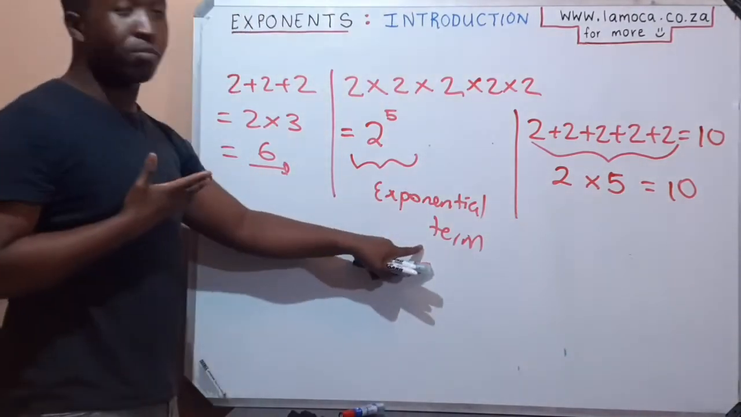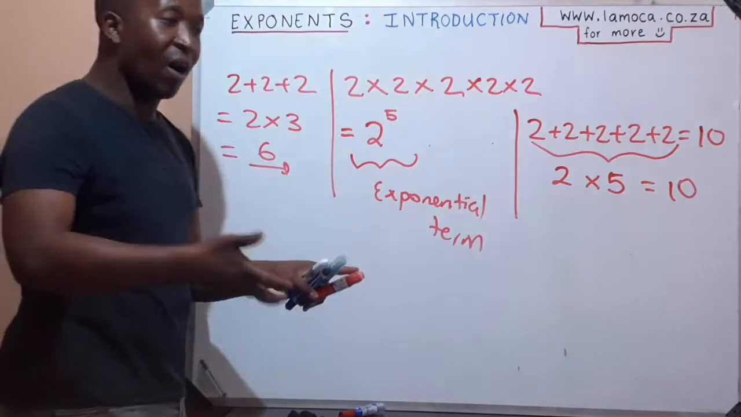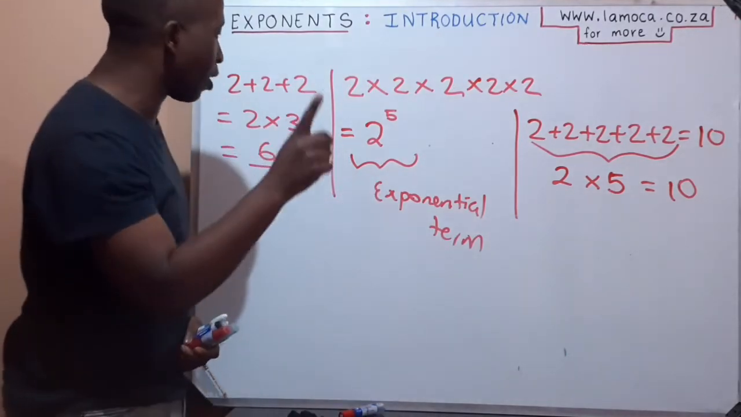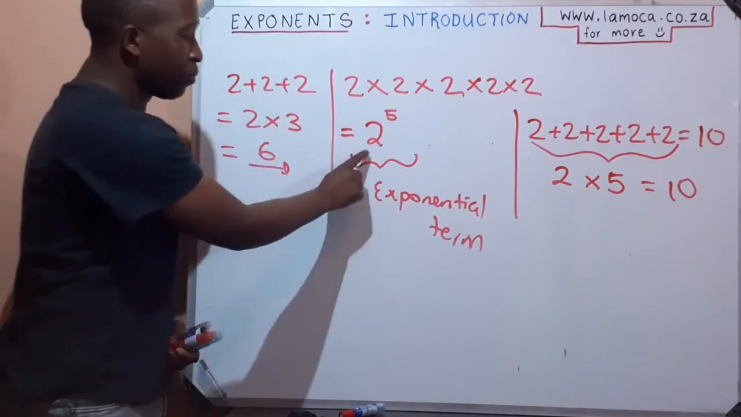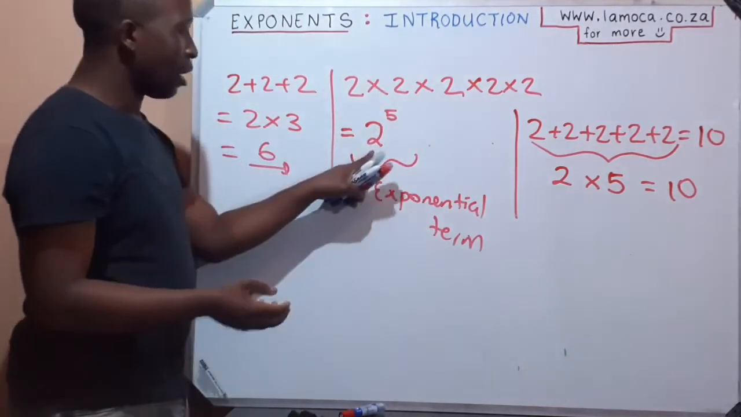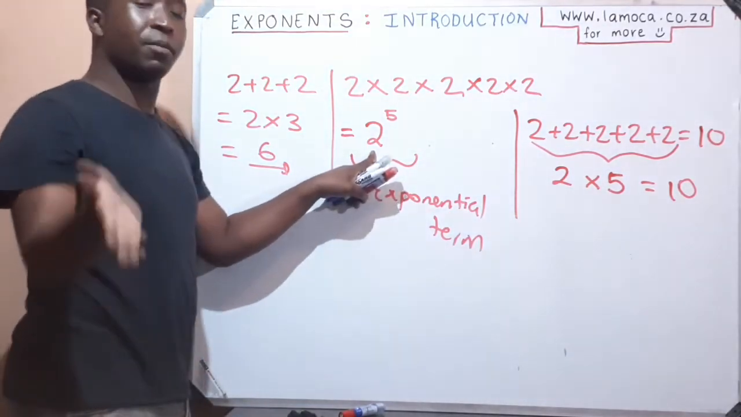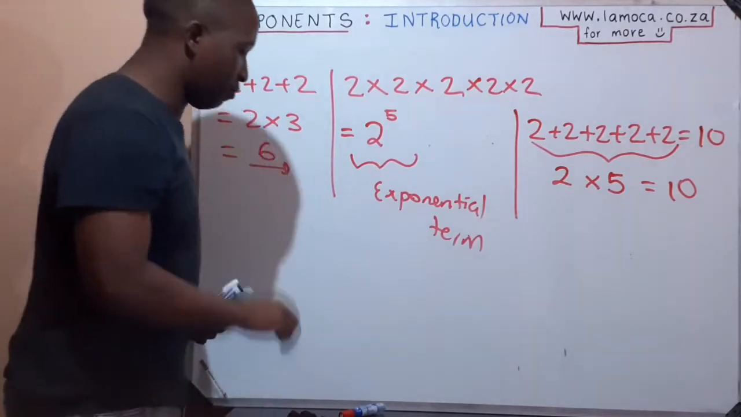Now, if you ask me, I can actually make a claim that even exponents can be redefined in terms of addition. Because if you think about it, multiplication is repeated addition. Exponential terms are repeated multiplication. So in essence, you can claim that exponents is repeated addition of repeated addition. Keep that in mind. Very powerful.